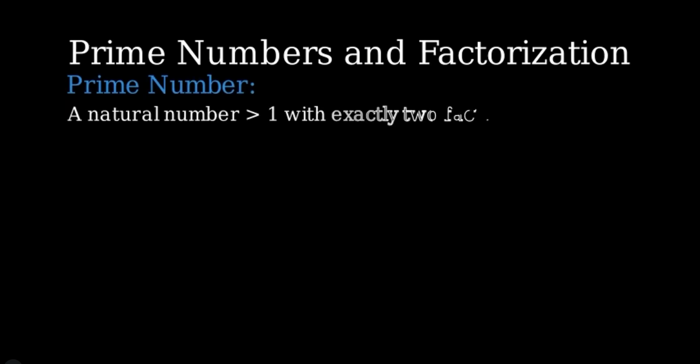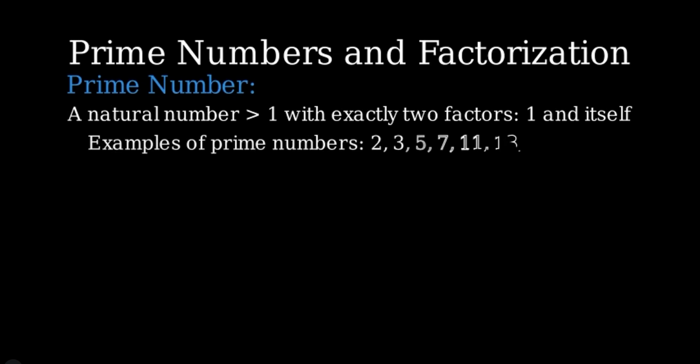A prime number is a natural number greater than one that cannot be formed by multiplying two smaller natural numbers. In other words, a prime number has exactly two factors, 1 and itself. For example, numbers like 2, 3, 5, 7, 11, and 13 are all prime numbers.